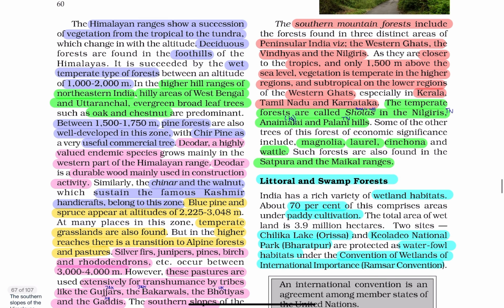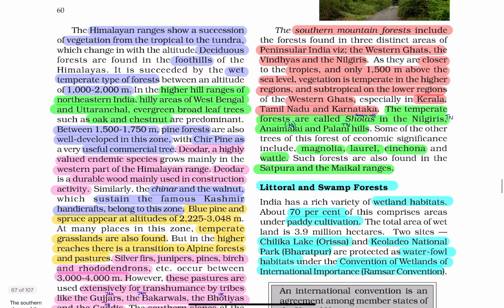Now we are moving further. In the range of 1500 to 1750 meters, the pine forests are well developed. You will say, just now I said that 1000 to 2000 is the wet temperate type of forest. So there are various types of ranges. Among them, only between 1500 to 1750 meters do we have the pine forests well developed, and the most commercially useful here is the chir pine.